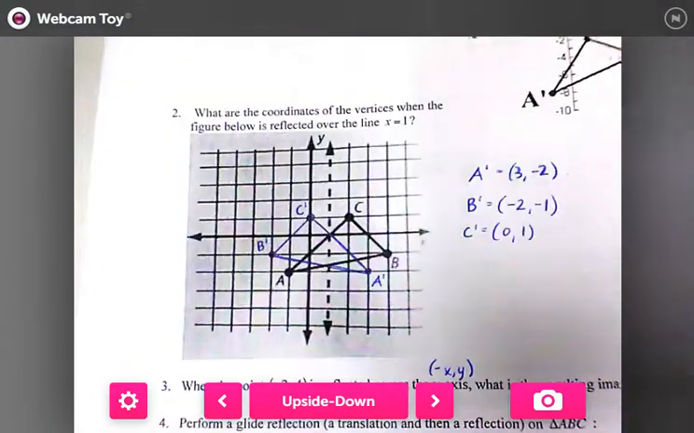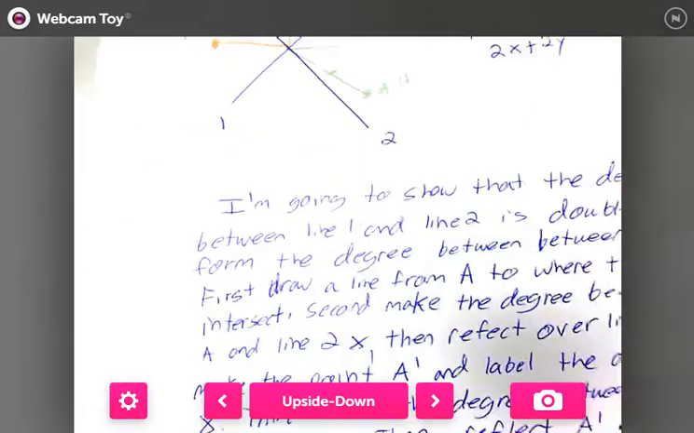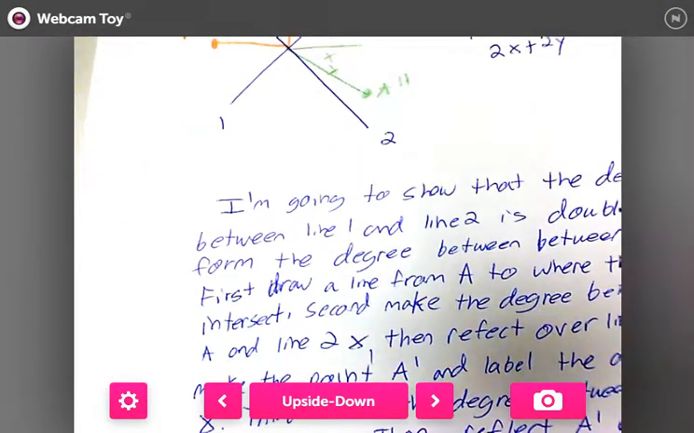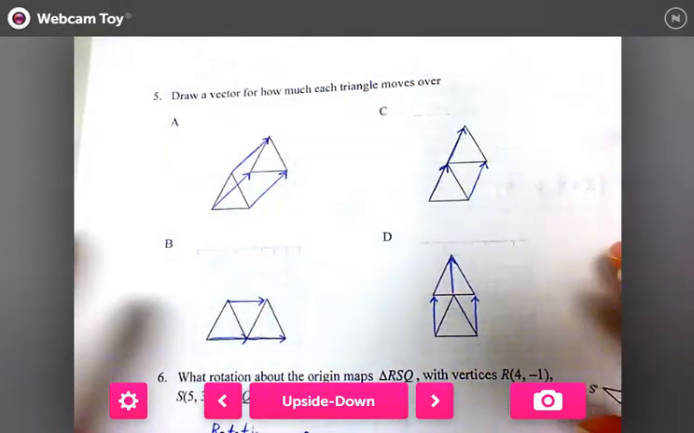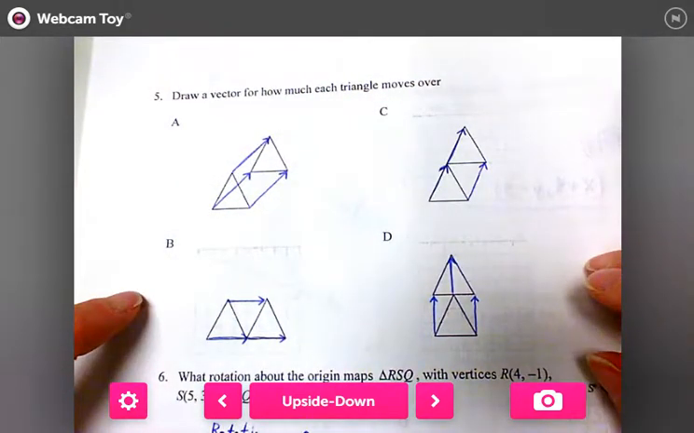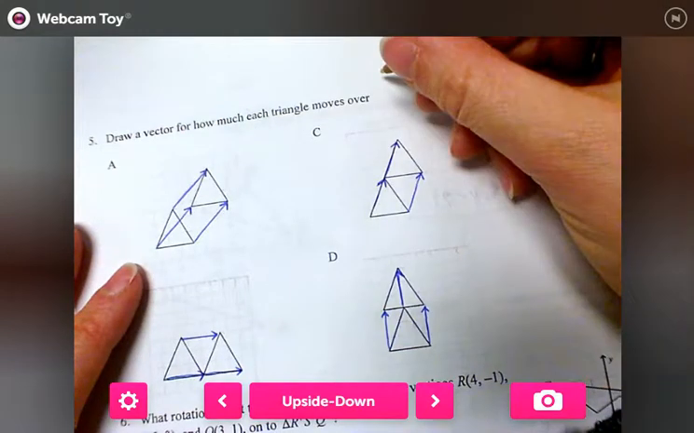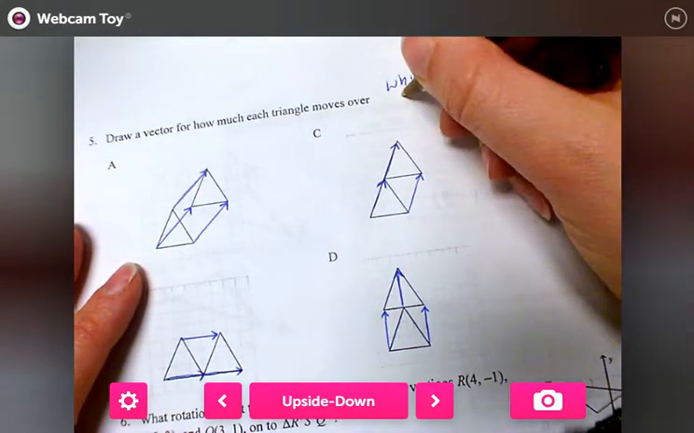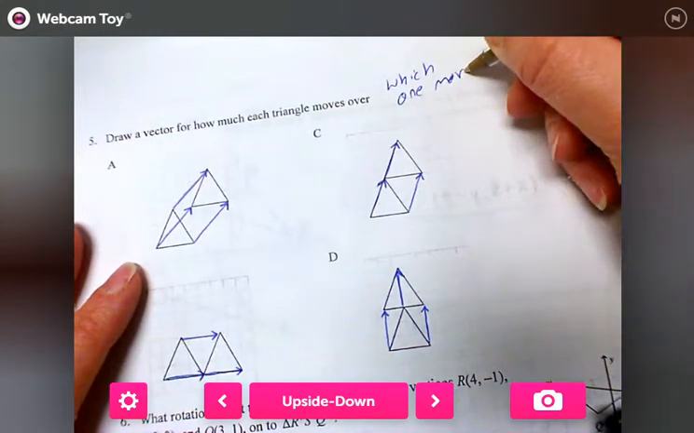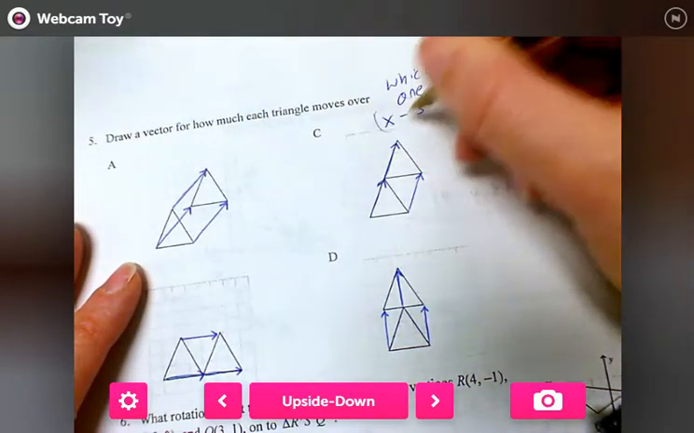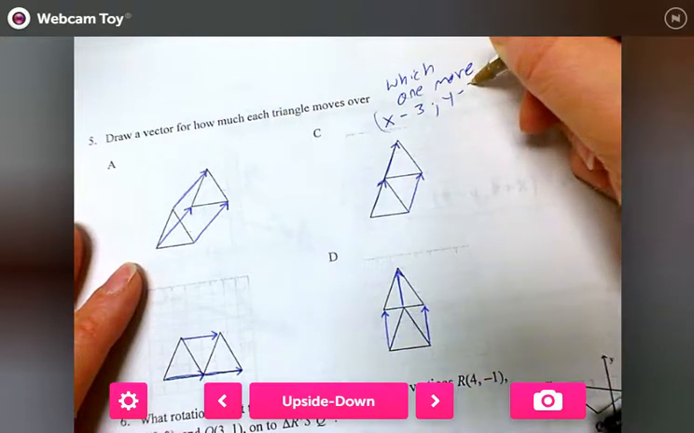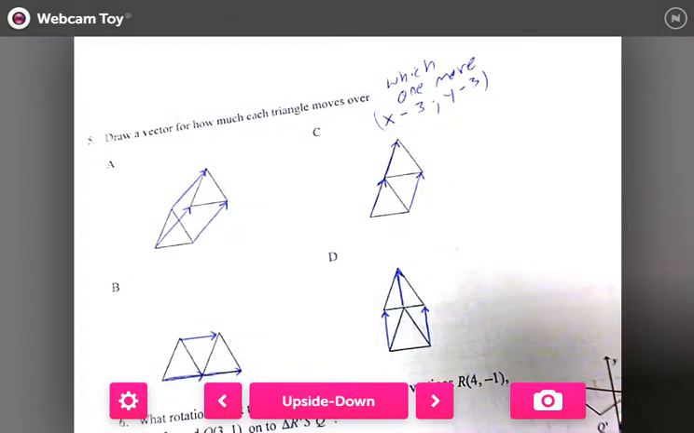All right. No more. Okay, next page. All right. Now remember, this is going to be multiple choice, and this is going to look a little bit different for number 5. Number 5 will say something like, which one moves 3, we'll say like x minus 3, y minus 3, right? And you have to pick it. Which one moves down 3 to the left or whatever.